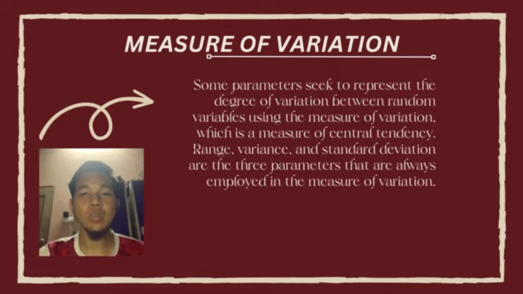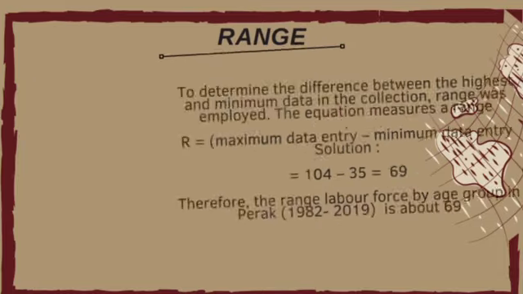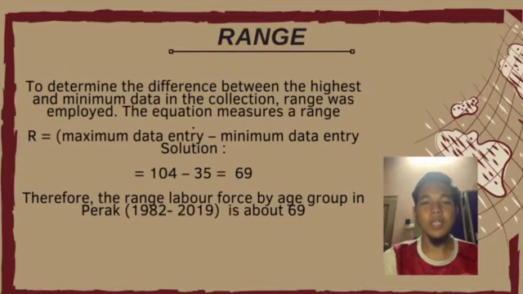So today, I would like to continue this presentation about the measure of variation. Some parameters seek to represent the degree of variation between random variables using the measure of variation, which complements the measure of central tendency. Range, variance, and standard deviation are three parameters that are always employed in the measure of variation. Next is range. To determine the difference between the highest and minimum data in the collection, a range was employed.